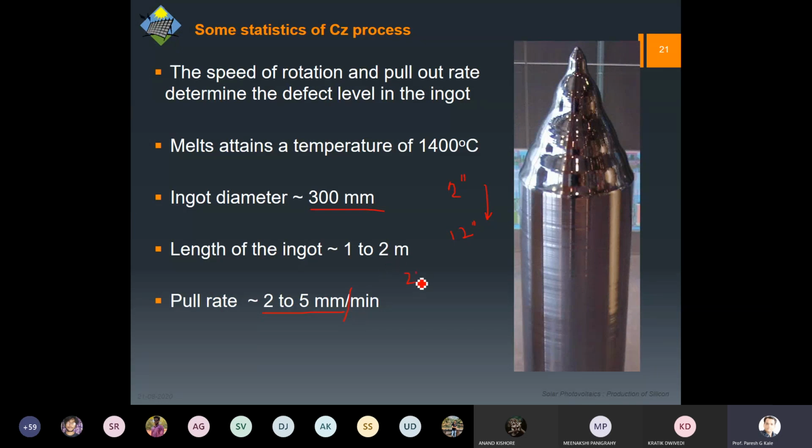Let us say you want an ingot of 2 meters. What will be the total processing time? Can somebody calculate it quickly? Let us say 5 millimeters per minute is the pulling rate, and you want a 2 meter long ingot. What is the total time taken?